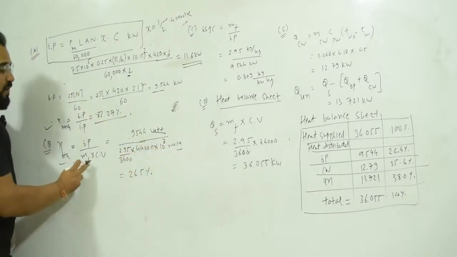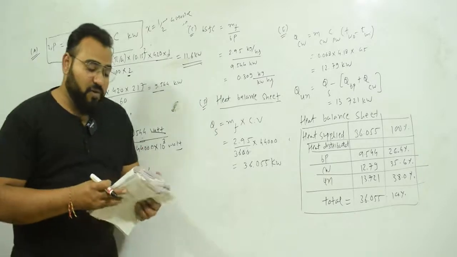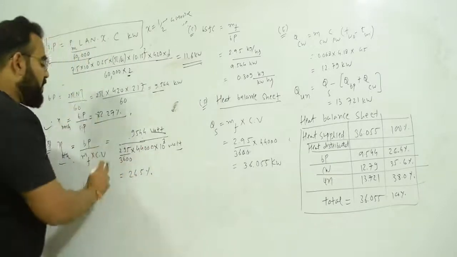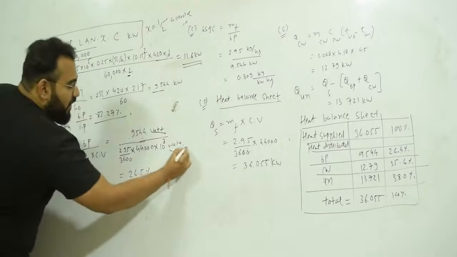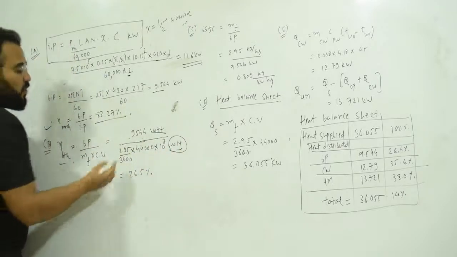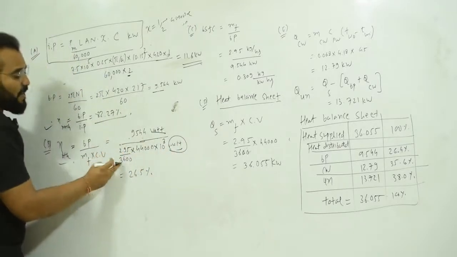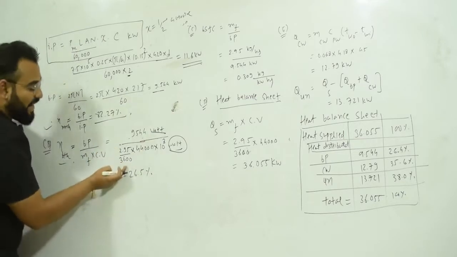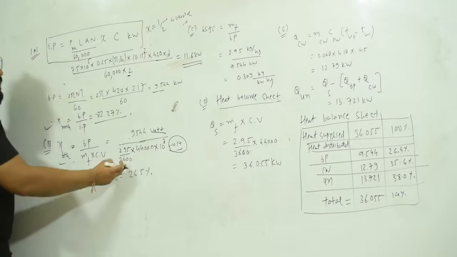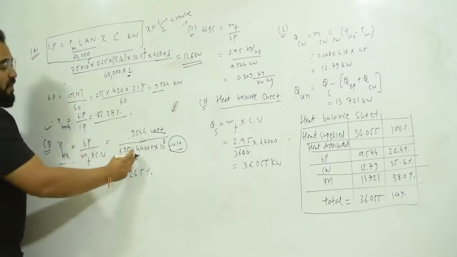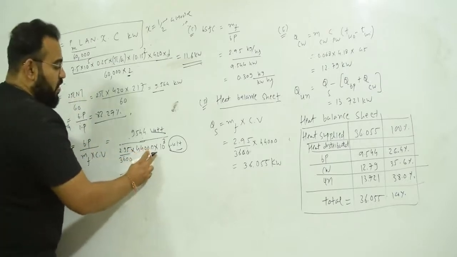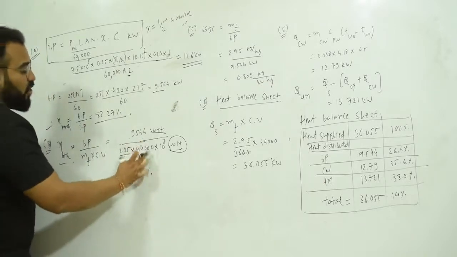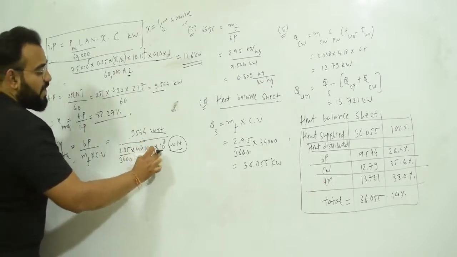Now mass of fuel. They have given mass of fuel used is 2.95 kg per hour. If I want this value in terms of watt, what I will do? I will divide it by 3600, so it will convert into kg per second. Calorific value 44,000. This will be kilowatt, but we want the answer in watt, so multiply by 10 raised to 3.